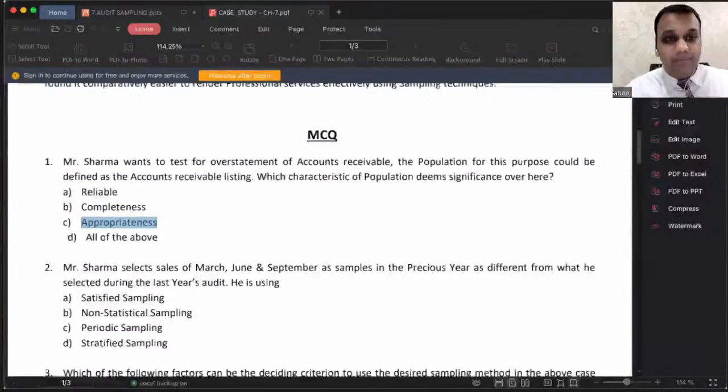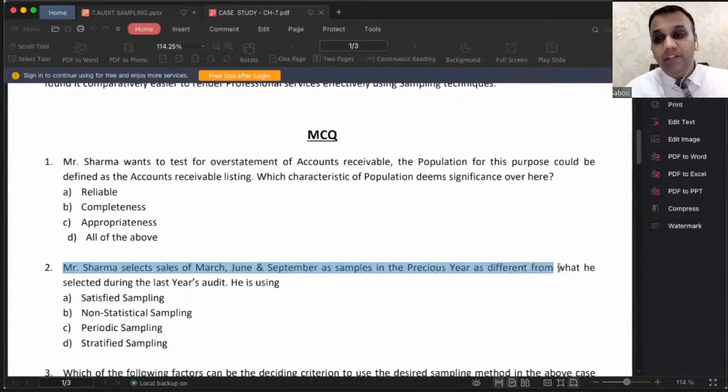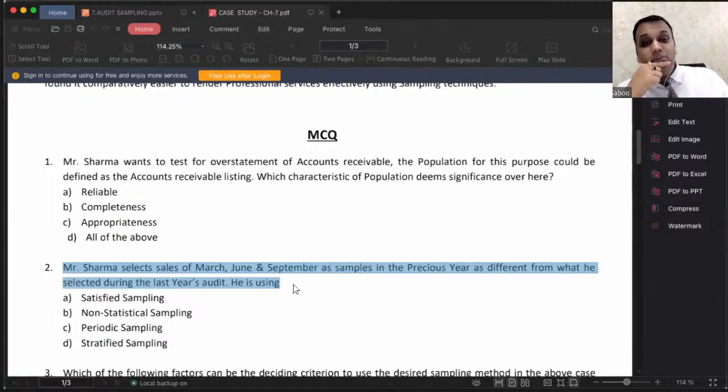Mr. Sharma selects sales of March, June, and September as samples in the previous year as different from what he selected during the last year's audit. So what is Mr. Sharma doing? In the last year, he might have chosen January, February, July, April sales. This year, he is choosing sales of March, June, and September. So what kind of technique is he using?